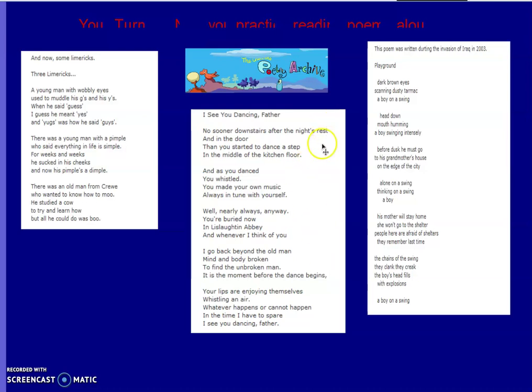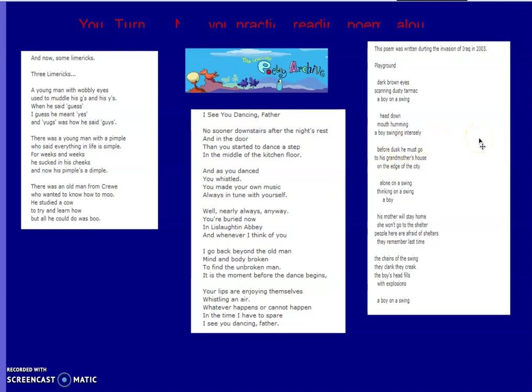Now, this is a poem to show that sometimes poems mean different things, and he's talking about his father, and his whistling might mean he's happy. It might, and then to find the unbroken man, like someone who's not happy, but when his mind is broken, maybe he's unhappy or he's getting sick. So things can have different meanings in poems, and sometimes you have to read them more than once to even understand a little bit of what it means.